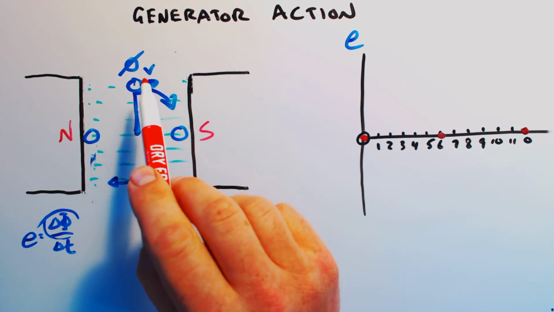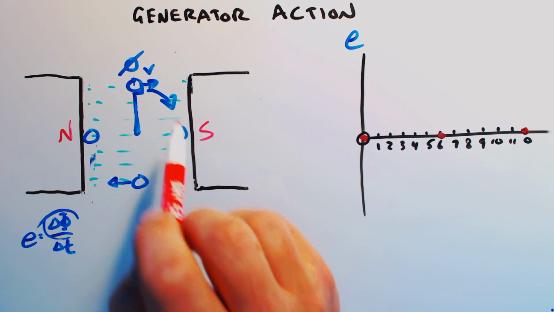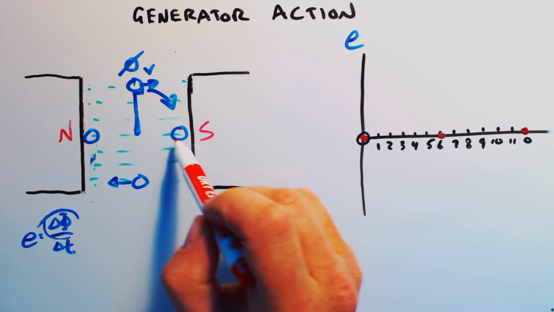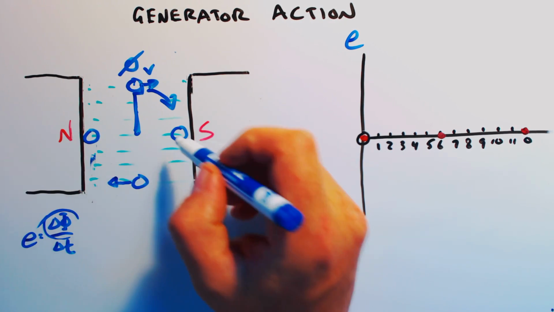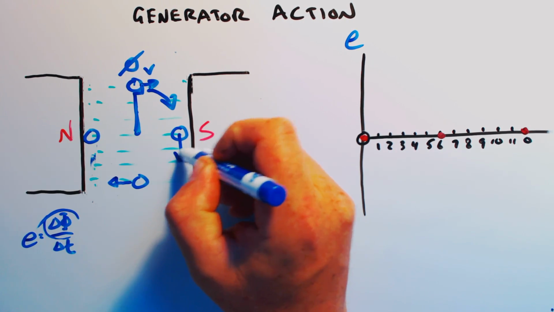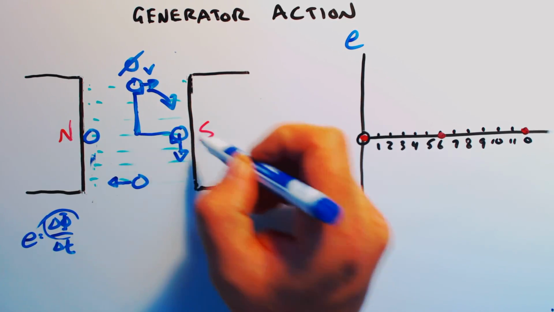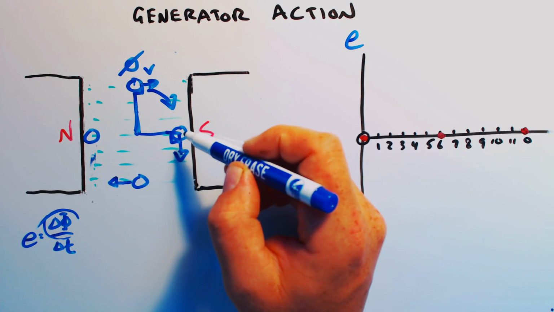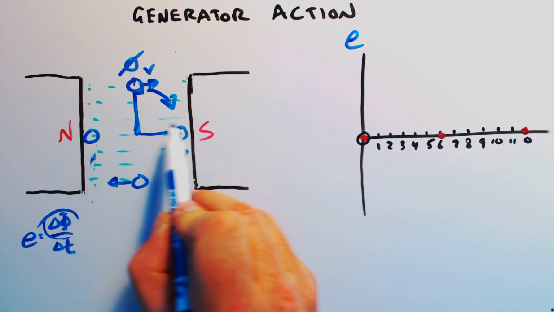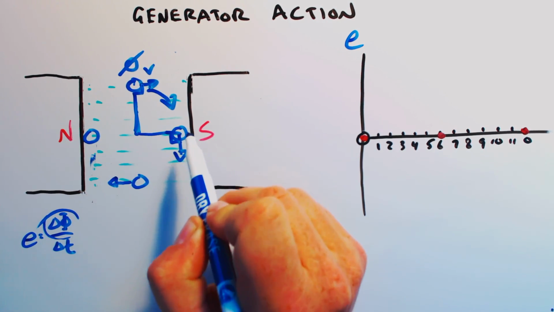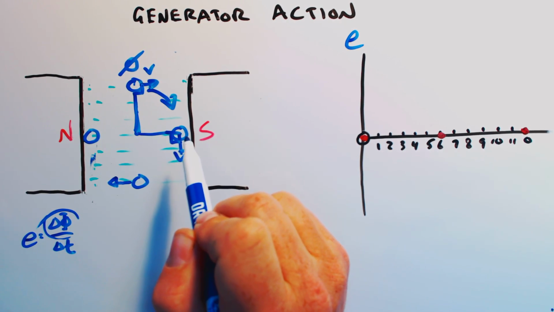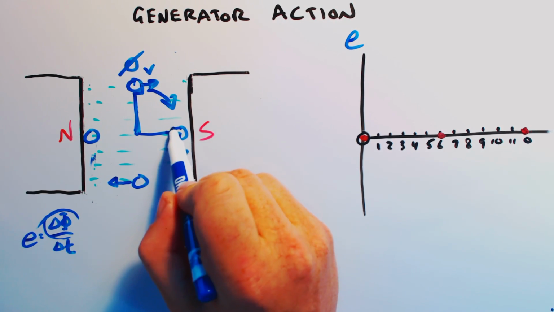Now let's start taking a look at position 3. Of course on the clock we'd have 1, 2 in between, and then 3. We're just going to look at 3 because at position 3, all of our velocity is at right angles to the lines of flux. All of our motion is perpendicular to the lines of flux, which means that this is our best case scenario.